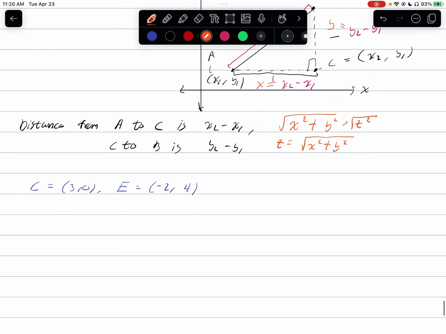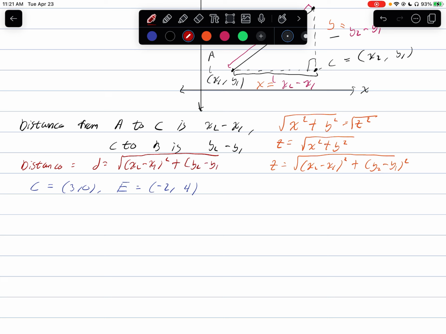So let's go ahead and substitute those in. So we're going to have Z is equal to the square root of x2 minus x1 squared plus y2 minus y1 squared. Okay, and this is actually our distance formula. The distance between any 2 points is given by D is equal to the square root of x2 minus x1 squared plus y2 minus y1 squared. So that's kind of the intuition behind that.